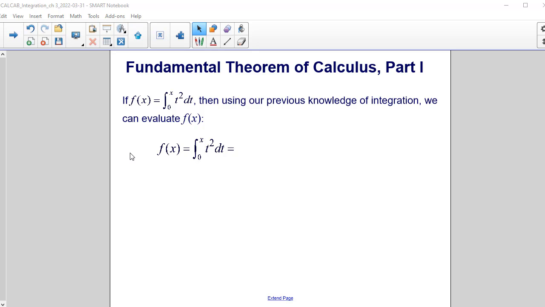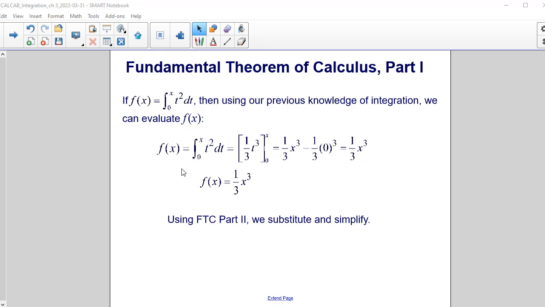If F of x is equal to the integral from 0 to x of t squared dt, then using our previous knowledge of integration, we can evaluate F of x. If we think of it in terms of antiderivatives, the antiderivative of t squared is equal to 1/3 t cubed, as we evaluate the upper bound of x and the lower bound of 0. We can replace t with x and 0, which gives us 1/3 x cubed minus 1/3 0 cubed, which is equal to 1/3 x cubed. Therefore, F of x is equal to 1/3 x cubed.